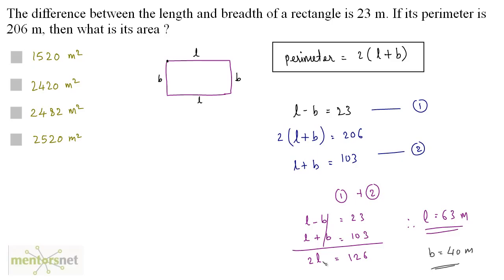So you've got the length, you've got the breadth. What is the area? Area is equal to length into breadth, and that is equal to 63 times 40, and that will be equal to 2520 meters square. So option D is the correct answer.